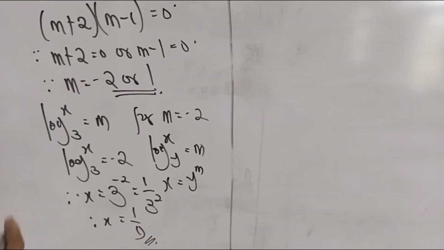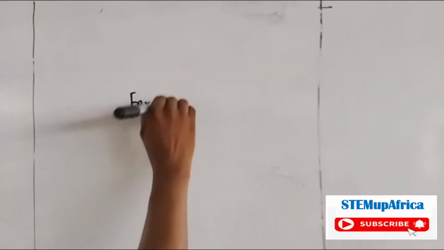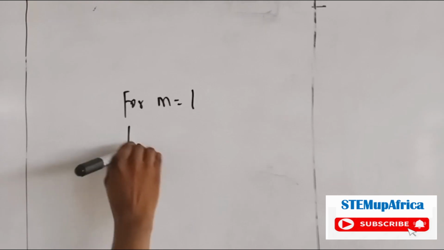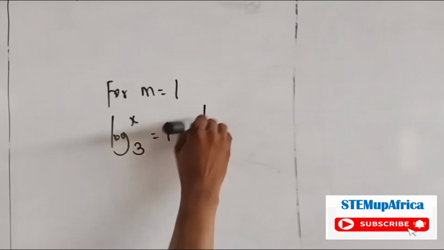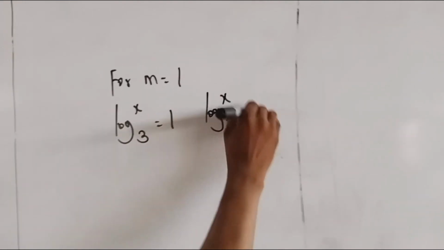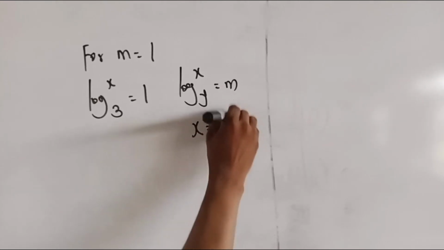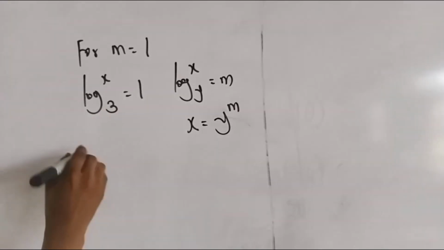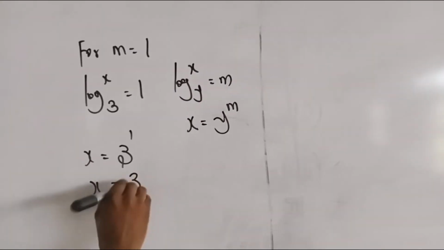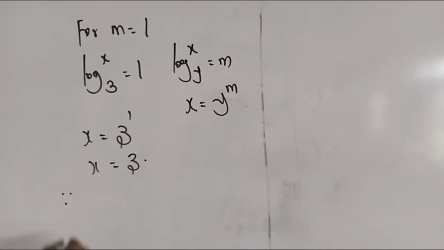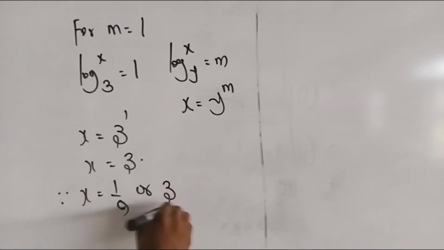Let's also consider it for m equals 1. For m equals 1, we're having log x in base 3 equals 1. The same law says that if log x in base y equals m, to find x, the base will be raised to whatever I have. So x becomes y raised to power m. So let's apply it here. So my x becomes what? 3 raised to power 1. x is now 3. Therefore, the solution to the equation is x is 1 over 9 or 3.